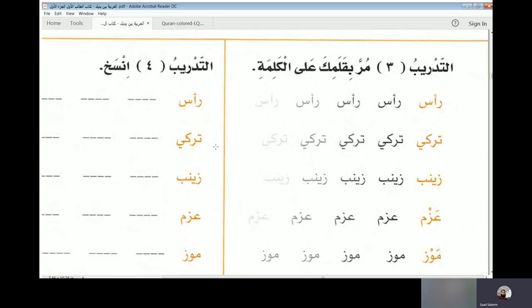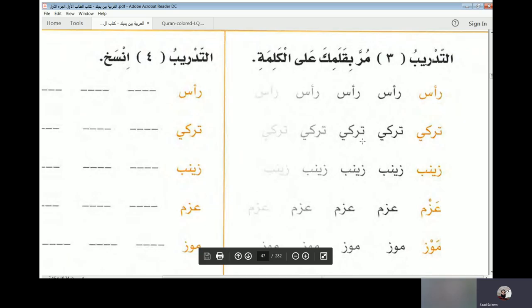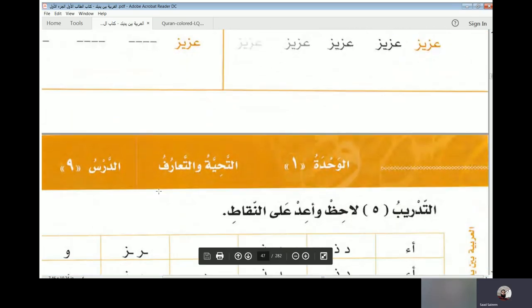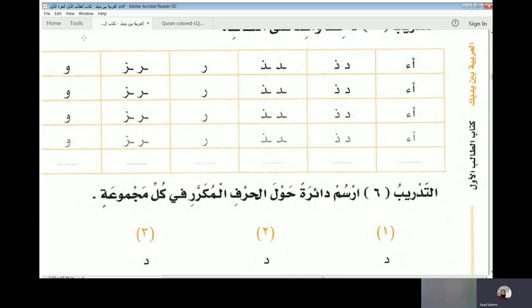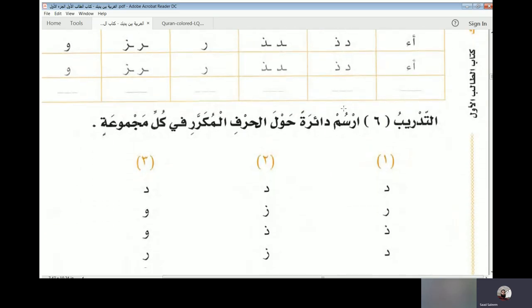This is again writing practice. Also remember that the base of ya is under the line. Then the dot of ba is under the line. The mouth of mim is above the line and the rest of the body is under the line. When you write all these words, keep this in your mind. Again, you will move your pen on these dots, practice.